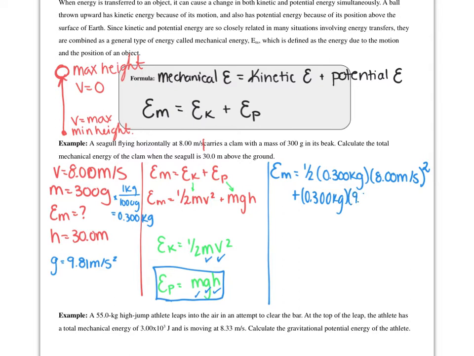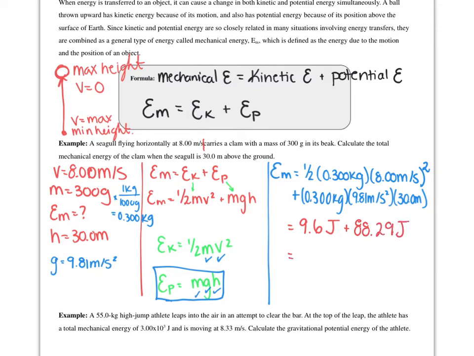So 9.81 meters per second squared, and our height was 30 meters above the ground. So I calculated each of these numbers individually. So I immediately calculated what I got for the kinetic energy here. So with that, I ended up with 9.6 joules, a very small number. And then I calculated what I got for the potential energy of the clam. So that value was 88.29 joules.